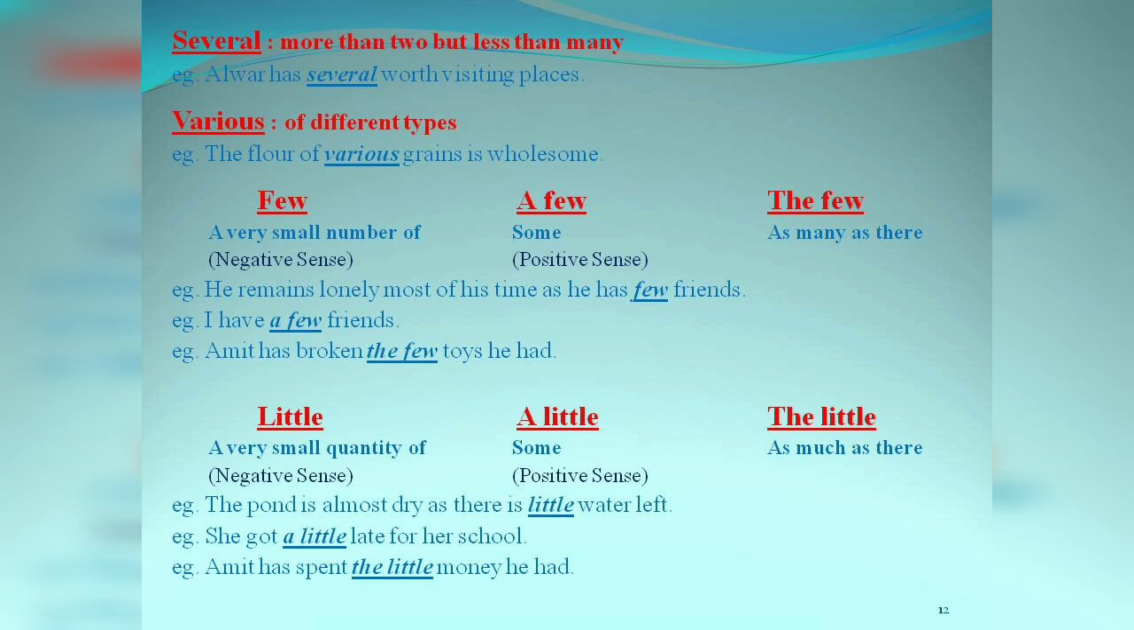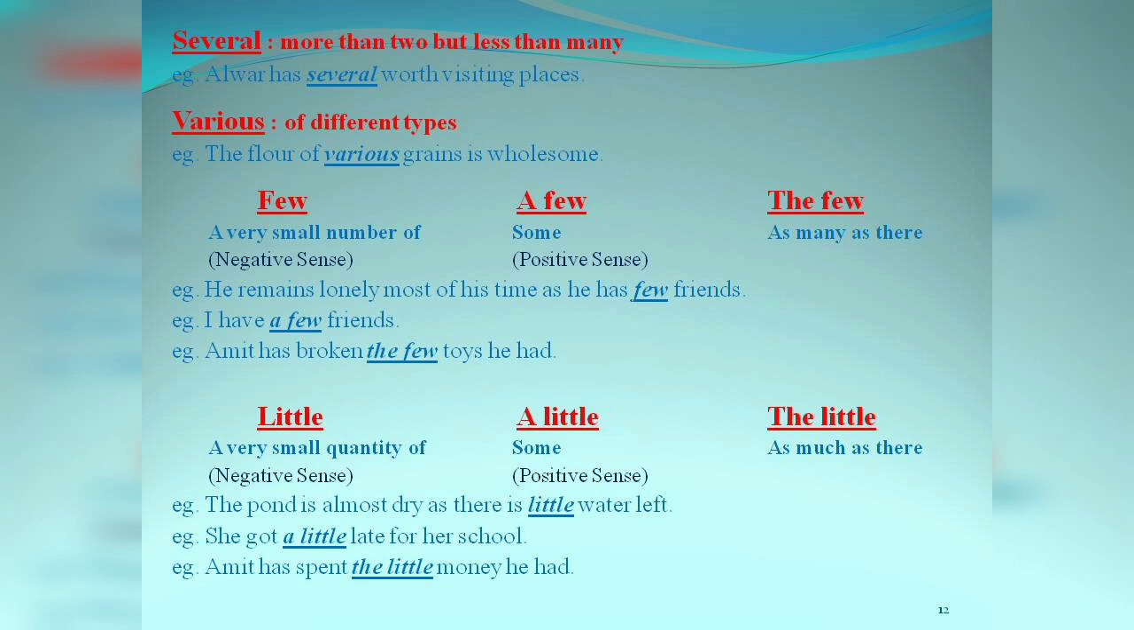The pond is almost dry as there is little water left. Since the sentence is conveying and denoting a negative sense, therefore we have written here little. And little, a little, the little: all these three determiners are used before uncountable nouns only.